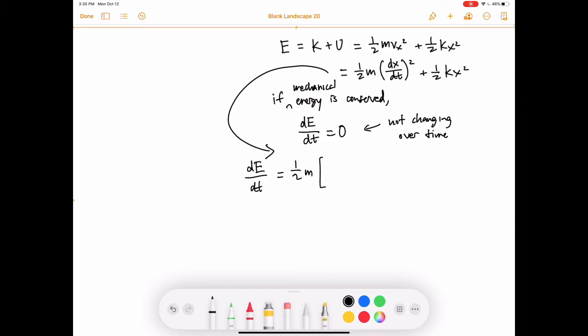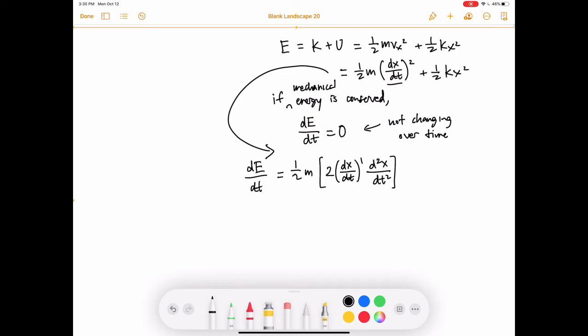Okay, then I take the derivative of (dx/dt) squared. Since dx/dt is being squared, by the power rule, I pull out a factor of 2, and then I have dx/dt to the first power. But I'm not done yet, because I need to take the derivative of what's inside there with respect to time. If I'm taking the derivative of dx/dt with respect to time, that would be the second derivative of x with respect to time. So that's the derivative of the first term.